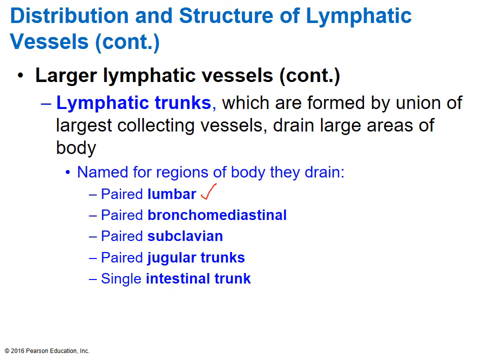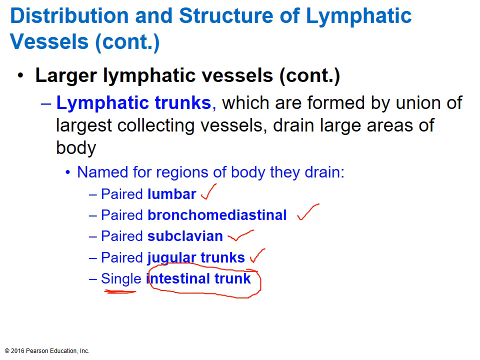Then we have another pair that's more towards the lungs, and it's going to take care of your thoracic cavity drainage. That's going to be the bronchomediastinal. Then we have the subclavian. That one's also paired. That one's going to run closer to the collarbone. The jugular trunks are also paired, and these are going to run closer into the neck region. And then last but not least, we'll have one that's in the intestines, so it will be more concerned with drainage from the digestive system. This one is single, and it's the intestinal trunk.